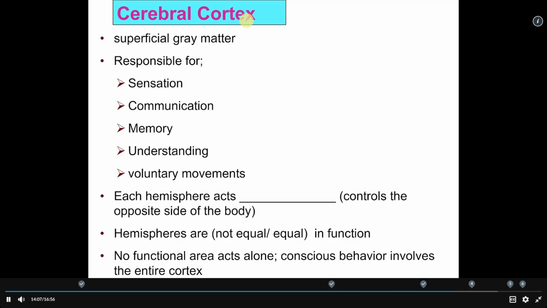Each hemisphere of the cerebrum acts contralaterally, and contralateral means opposites. So that means that the right hemisphere controls the left side of the body, left hemisphere controls the right side of the body. The hemispheres are not equal in their function. We're going to see in a minute that one hemisphere is stronger in certain areas than the other. However, when anyone is conscious, all parts of the cortex are active and involved.